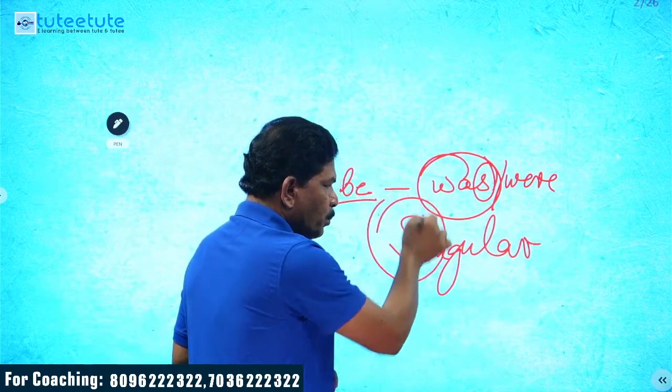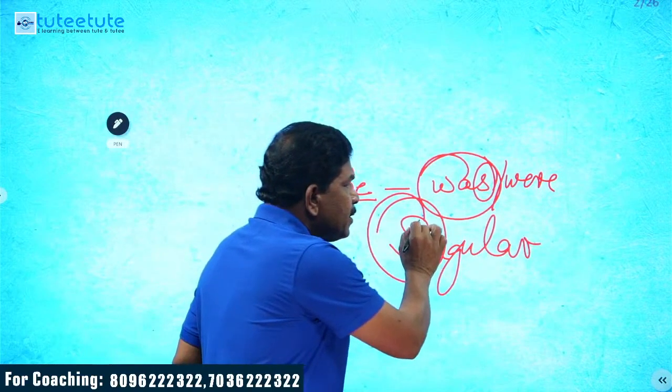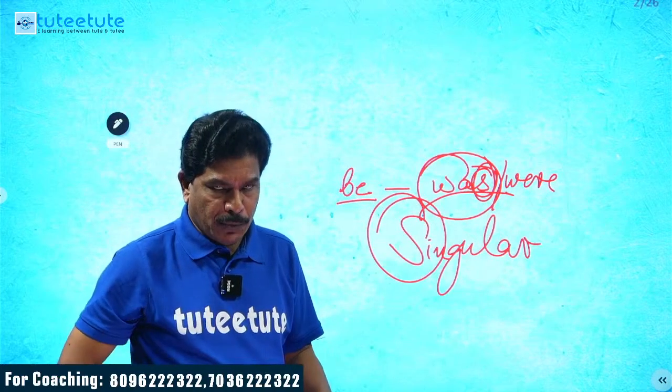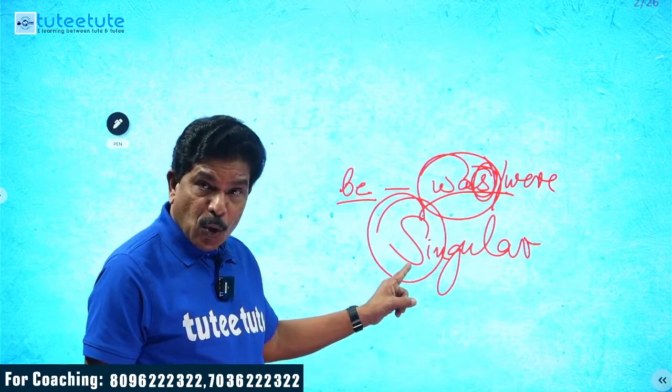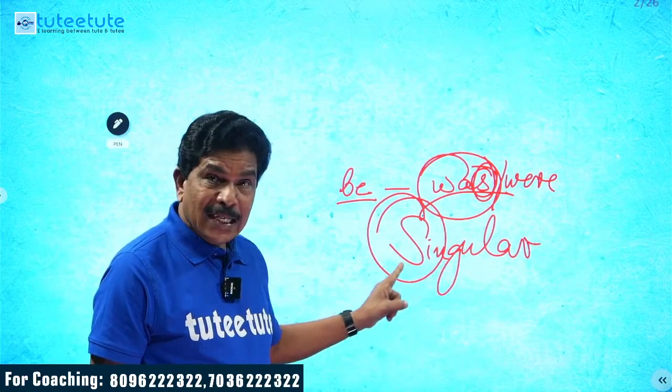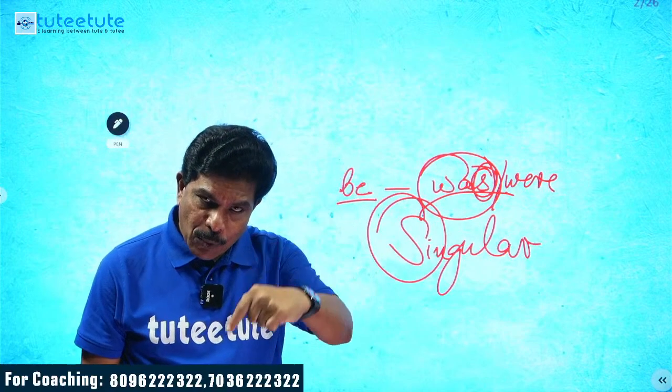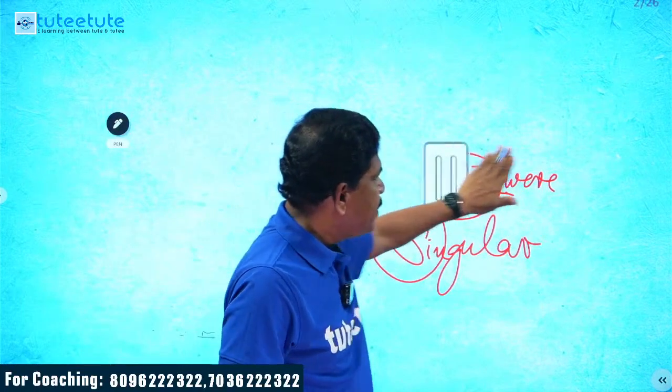Singular. The opening letter is s, and this s is always present at the end of the singular verb. The s, the opening letter of the sound singular, always appears at the end of the singular verb. That is easy to identify.